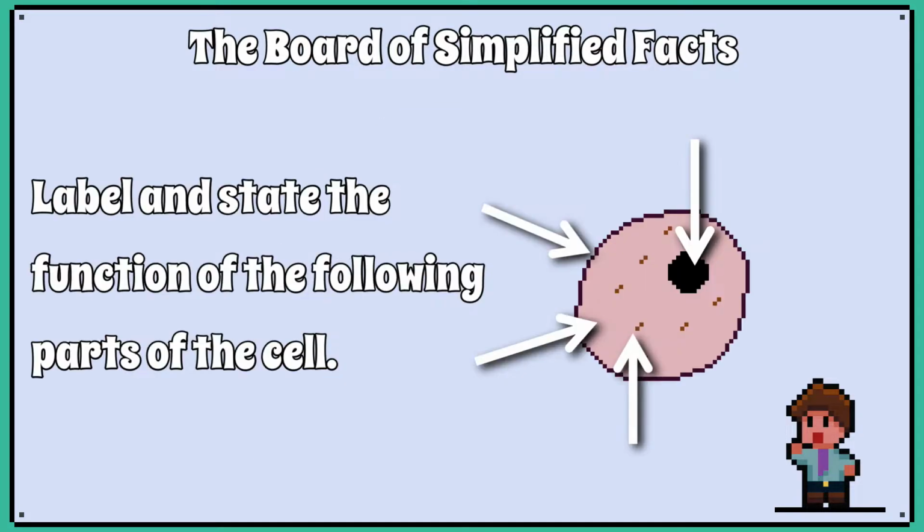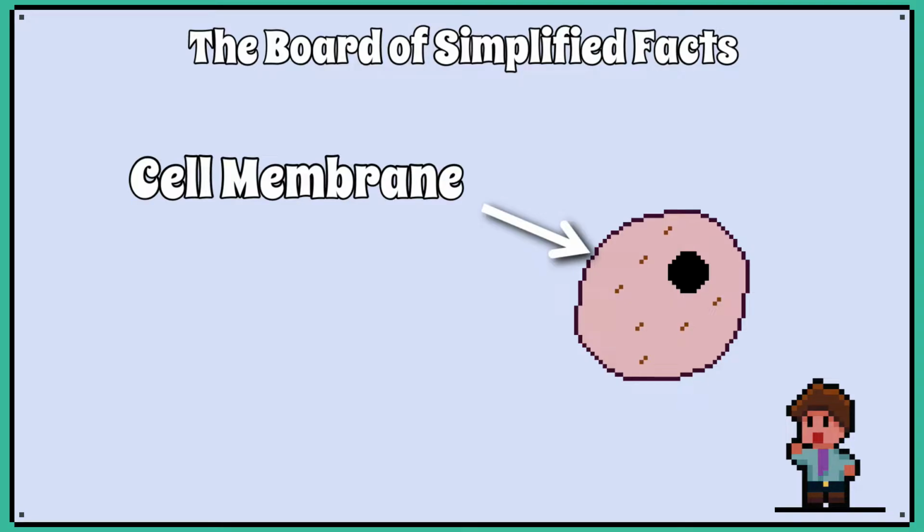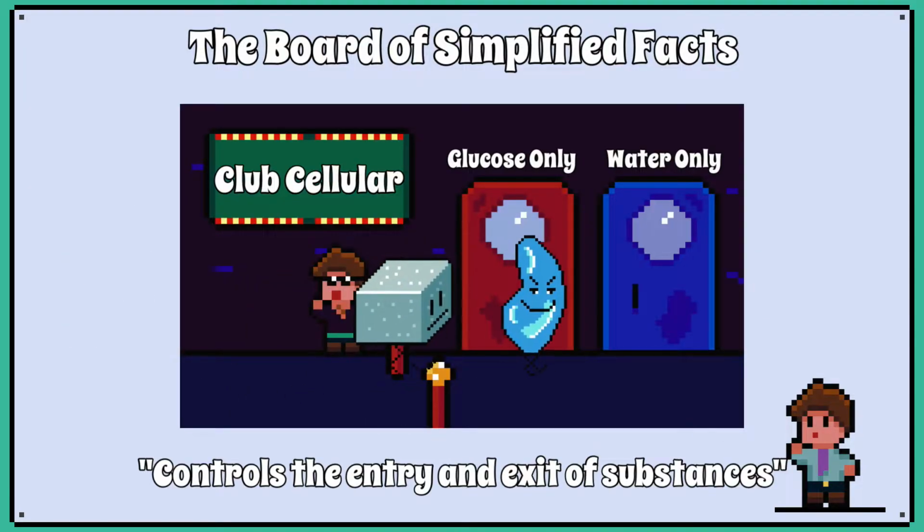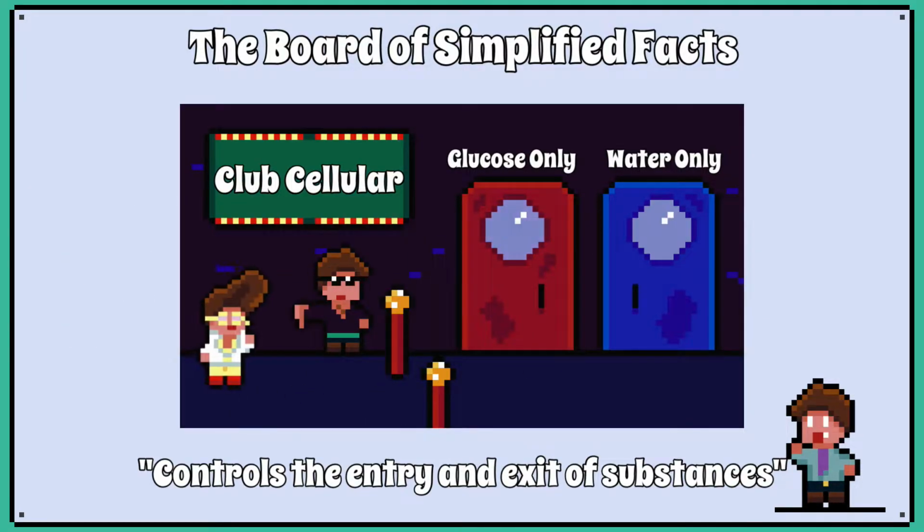You need to be able to label an animal cell and say what the function or job is for each labelled part. The outer line is called the cell membrane, and it controls the entry and exit of substances in and out of the cell. Think of it a bit like a bouncer outside a club letting certain people in and out.